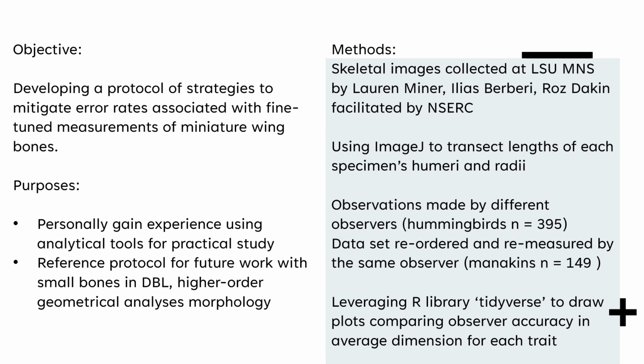Skeletal images were photographed by my colleagues at the Louisiana State University Museum of Natural Science, for which we used ImageJ to transect the lengths of each specimen's humeri and radii digitally. Observations for hummingbirds were made by different observers, while the manakins had their dataset randomly reordered and remeasured by the same observer. We then leveraged the R-Library tidyverse to draw comparative analyses on observer accuracy and of average dimension in each trait as support for the protocols we used.